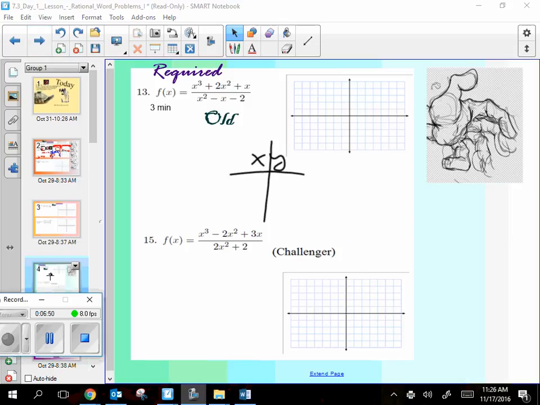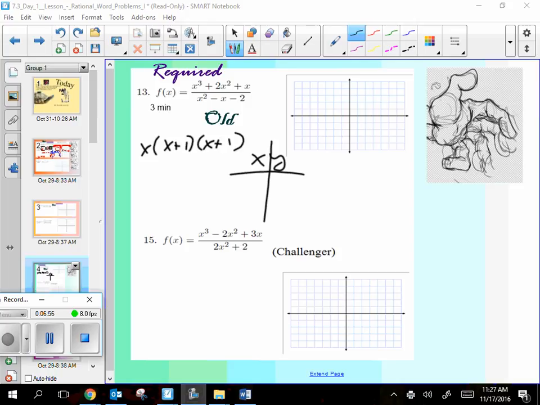Okay, you should have factored the top and got an x out, and then an x plus 1 and an x plus 1. And on the bottom, you should have an x plus 1 and an x minus 2. Then, when this cancels, it creates a what? A hole. Look at your graph. How many of you have the hole shown on your graph? All right, that's a really common thing for people to forget.